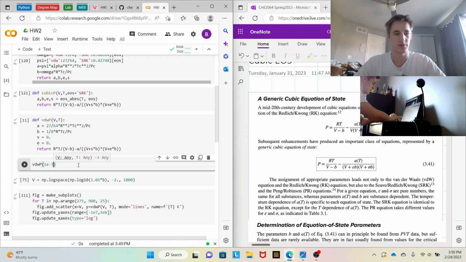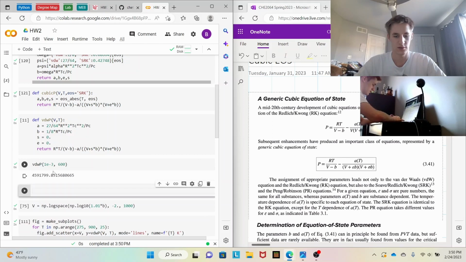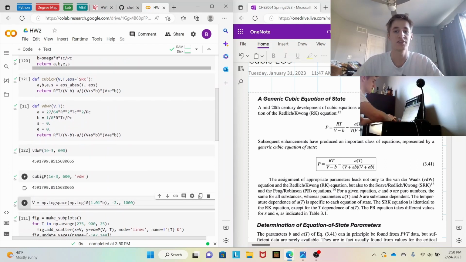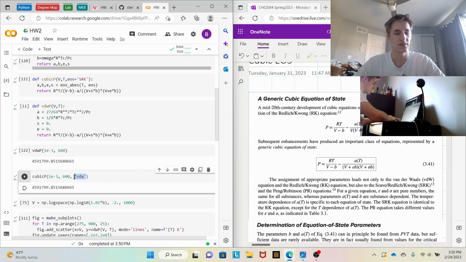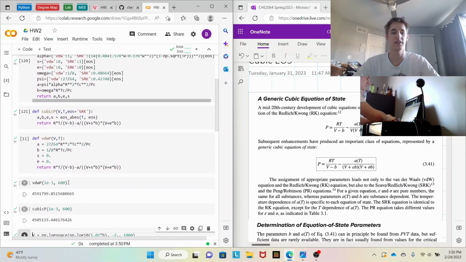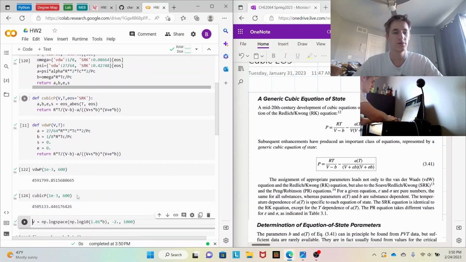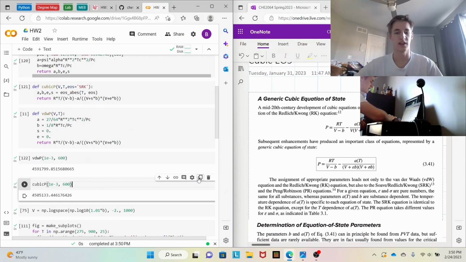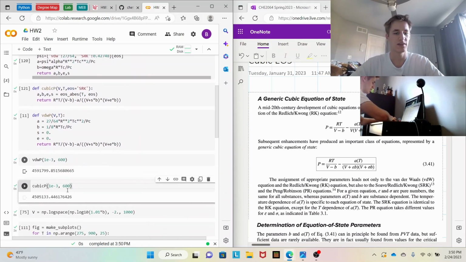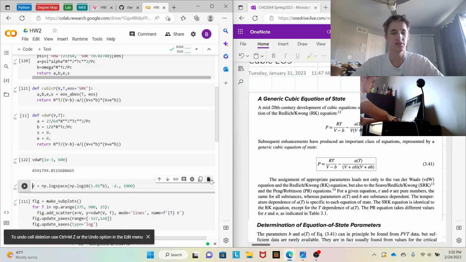I'm going to use 1 times 10 to the negative third meters cubed and 600 Kelvin for each of these. So cubic P, we will do the same thing. And we will specify the van der Waals. And we do get the same answer, right? And if we take away this van der Waals, we can see we also got an answer for the SRK, which is the default, right? So it is working, right? And we can see the SRK estimation is about 90,000 pascals lower, maybe like 87,000 pascals, but it is more accurate than the van der Waals. So that is what we will be using in general.